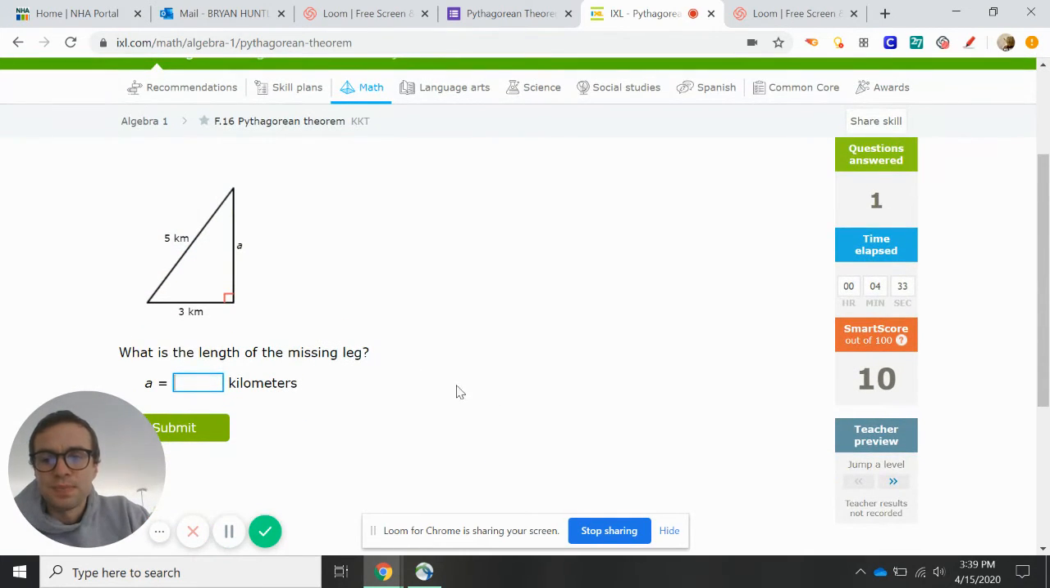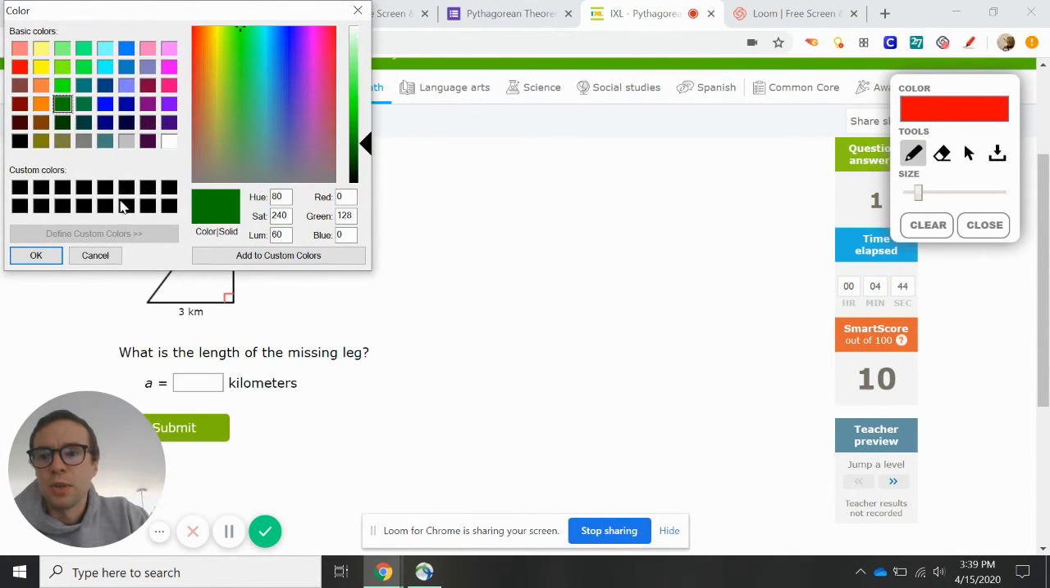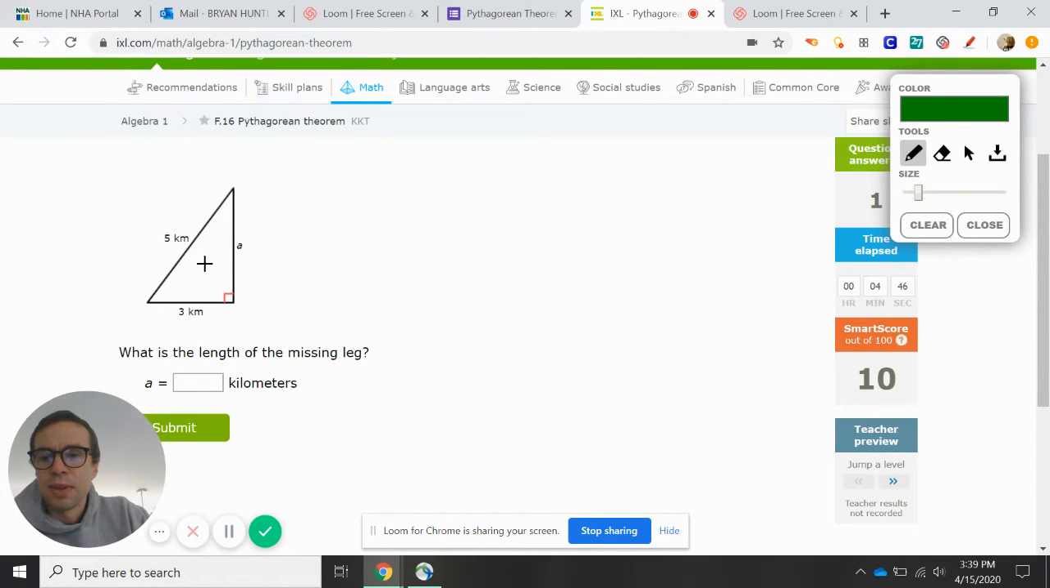Now I'll go to the next one. So much smaller numbers. It looks very similar, except for this one only has an A missing. So if I work through this, let's get my marker up here. Let's switch it to green, because go green. And again, it's A squared plus B squared equals C squared.